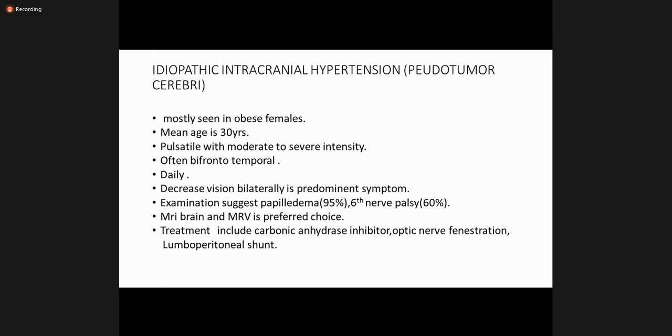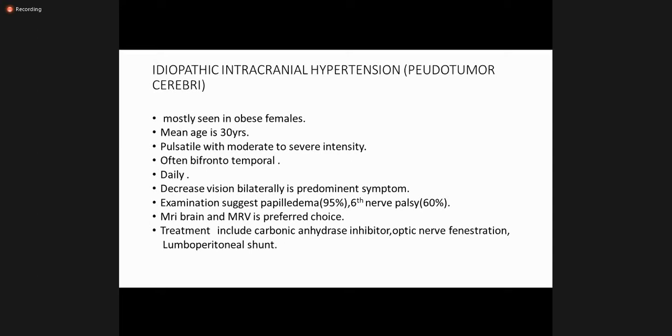So how will you investigate this patient? These patients require CSF studies. First of all, you have to rule out the structural cause and the infectious cause. So you must go for an MRI brain with contrast study. You need to have a lumbar puncture to look for the underlying infection. MRV, that is a venogram, to look for underlying sinus thrombosis, any of the venous sinus thrombosis.